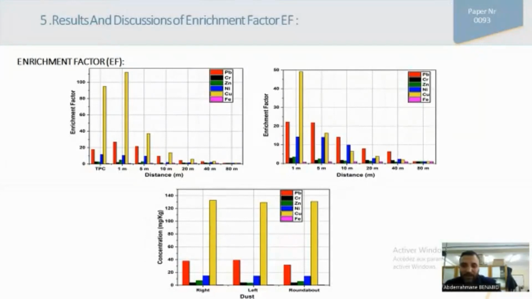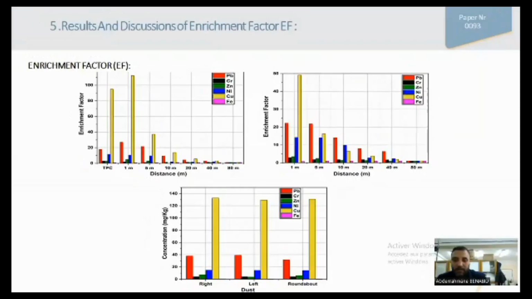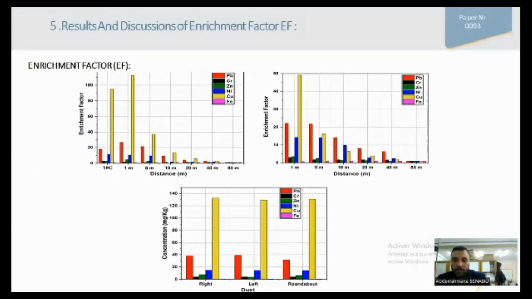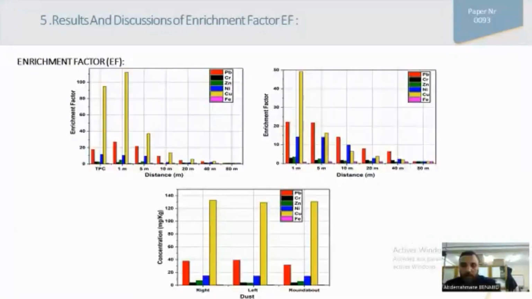The AGO results for road dust vary from highly to extremely contaminated for lead and copper, and from moderately contaminated to highly contaminated for chrome and zinc. For nickel, the AGO is highly contaminated.